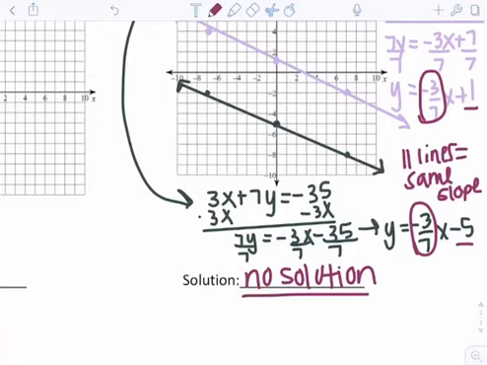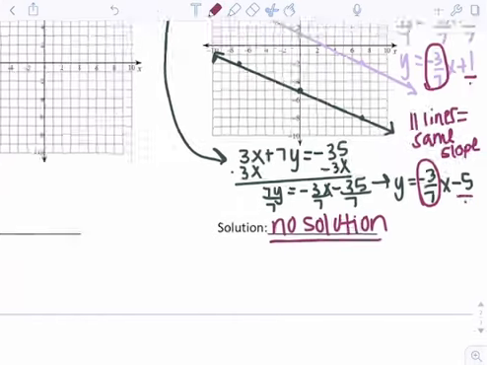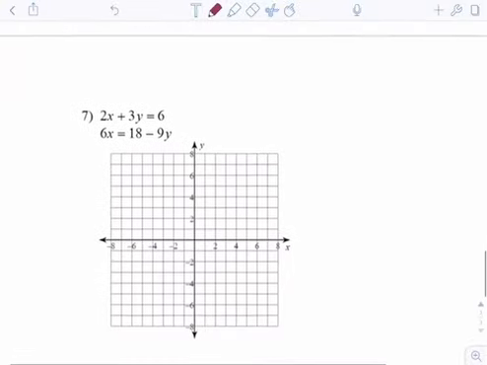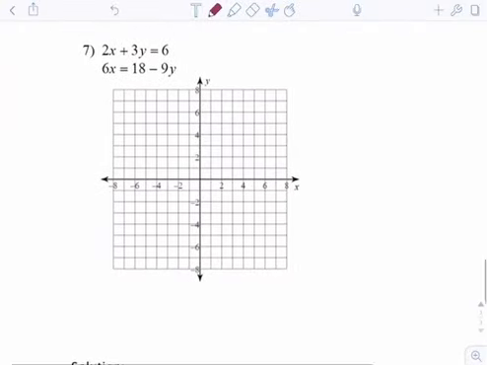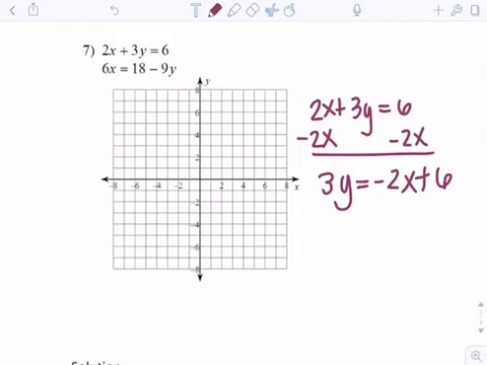Okay, so if you notice right away that you're going to have parallel lines, also make sure that they have two different y-intercepts. You could go ahead and say right away, no solution, because they're never going to cross each other. Okay, and then this last one, number 7, again, I'm going to solve both of these for y. So I'm going to subtract by 2x. So 3y equals negative 2x plus 6. Divide everything by 3.